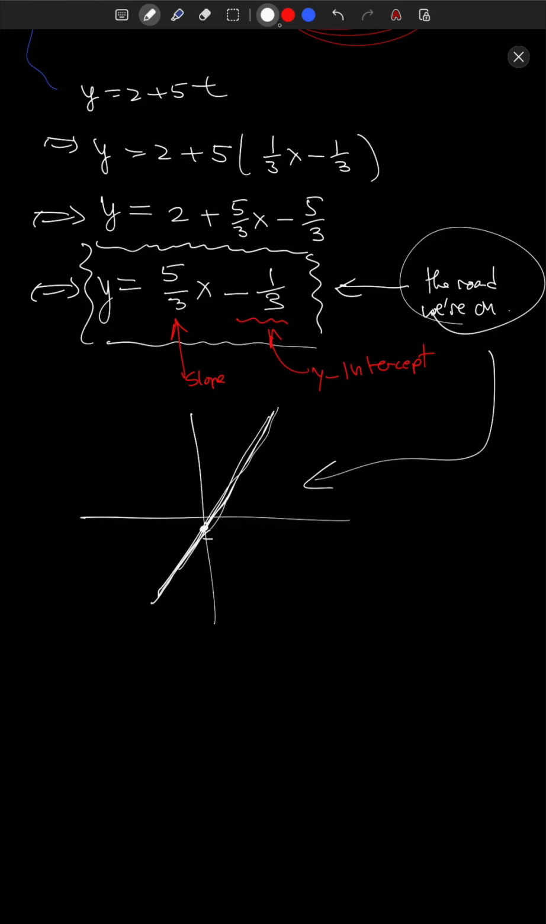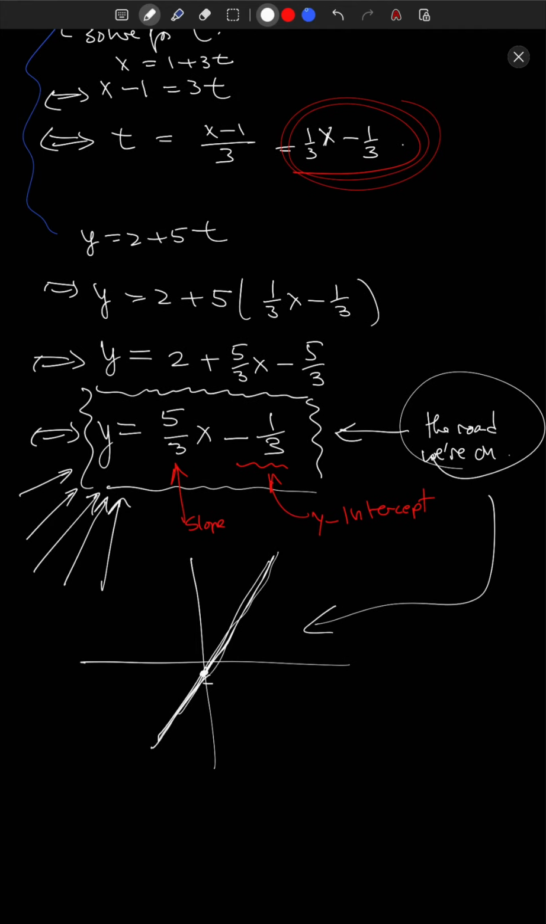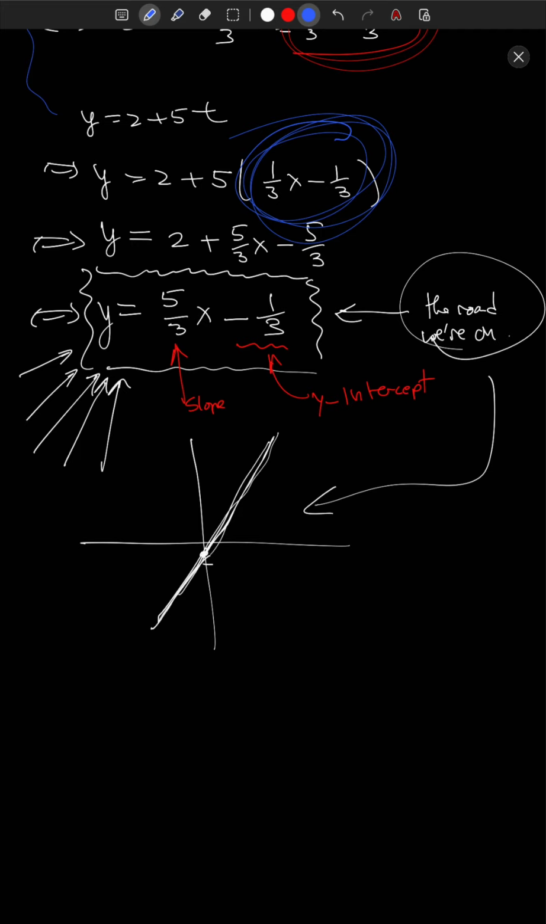One thing important to note from this final equation here: this only describes the road that we're on. It doesn't describe how we're driving along the road, right? Once I've gotten rid of the t's in this equation, at this step right there, I've lost all information about my actual motion.